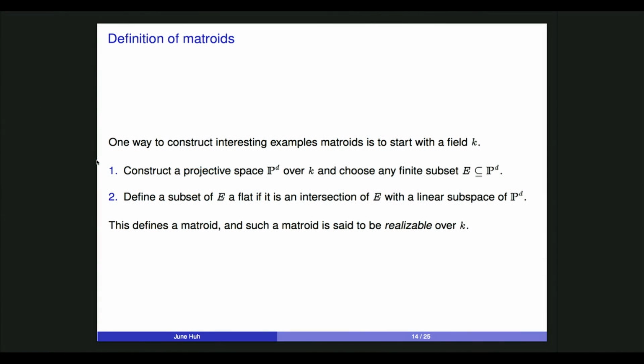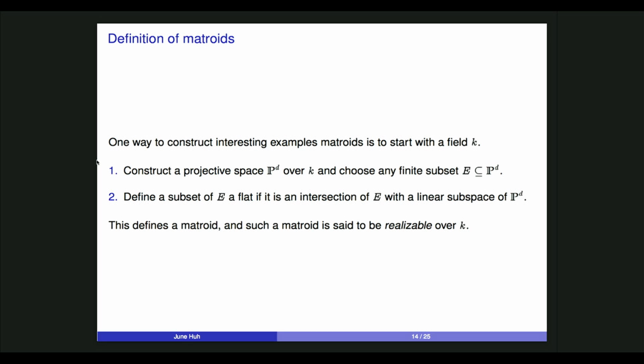So this is one easy or cheap way to construct such abstract configurations, namely to start with actual configurations. What you do is you start with a field K, any field K, and you construct a projective space, P^d over K. That we know how to do. And we choose any finite subset, E, inside P^d.